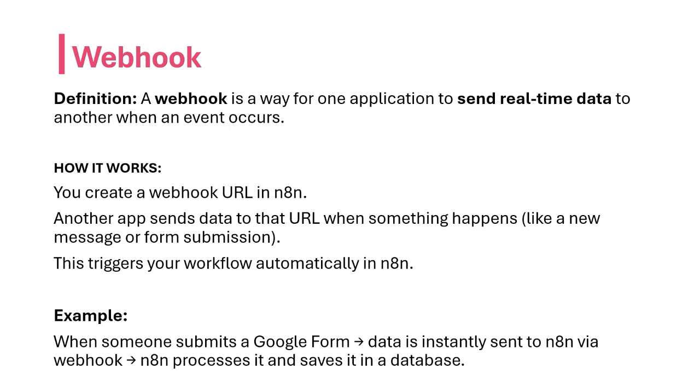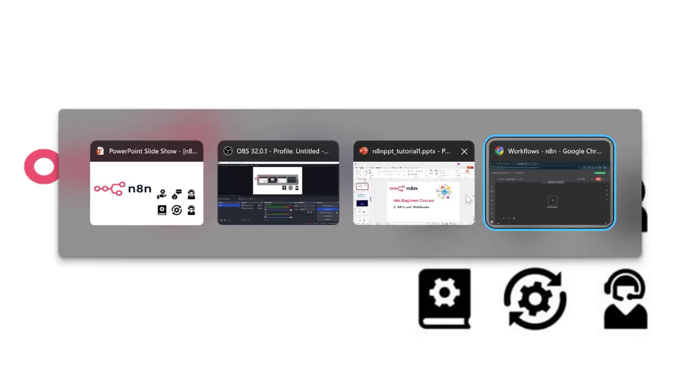Let's take a real-world example. Imagine you have created a Google Form. Every time someone submits the form, a webhook sends that data immediately to n8n, and n8n can then automatically save it to a database or send a message on Slack. And all these things happen without any manual action. So basically with an API, you request data, and with a webhook, data is sent automatically to you.